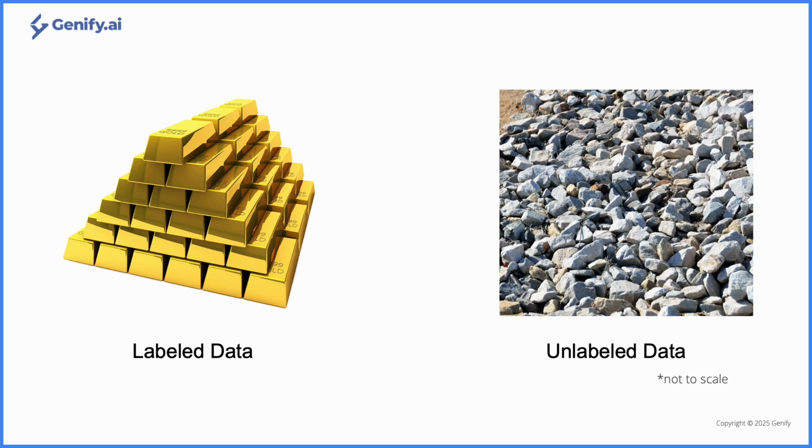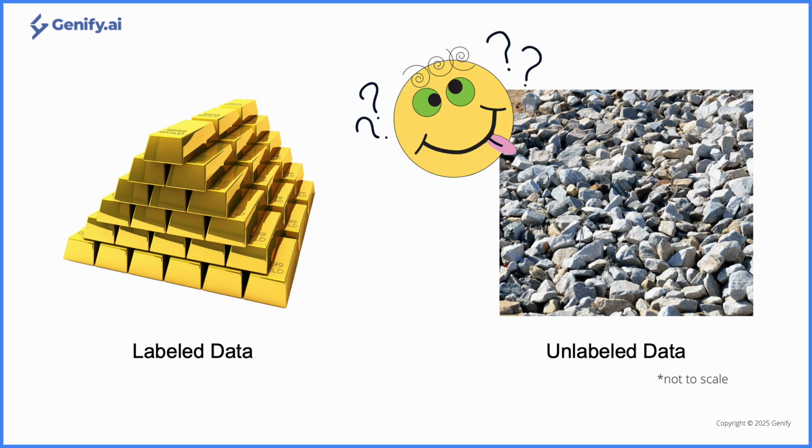And on the other hand, unlabeled data is just like rocks. It is unprocessed and scattered. While rocks do have potential value, extracting that value from it requires effort, and this disparity is evident in the NLP landscape. The images I'm showing here aren't to scale. Annotated data is a tiny fraction compared to the abundance of unlabeled data.